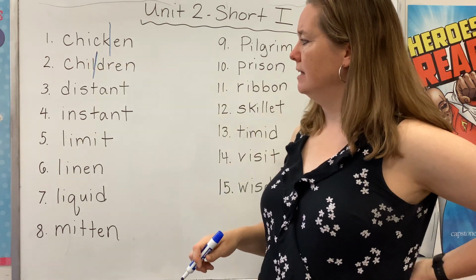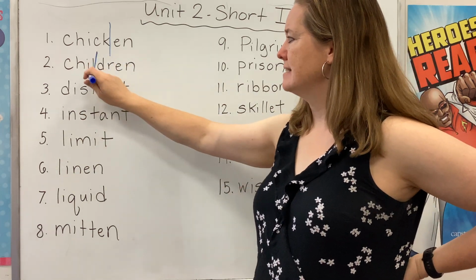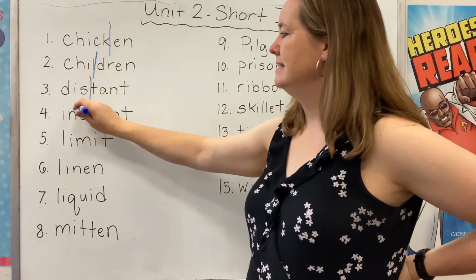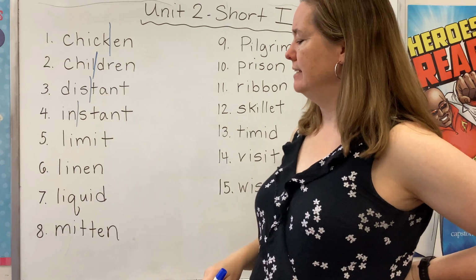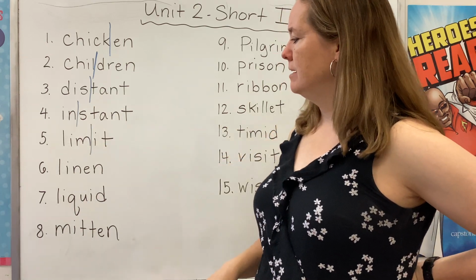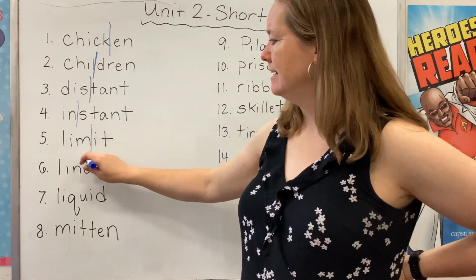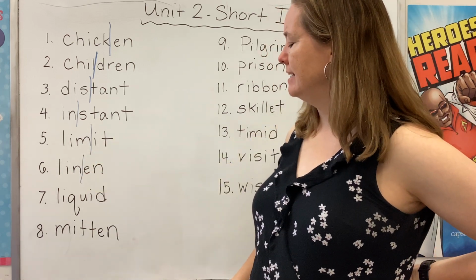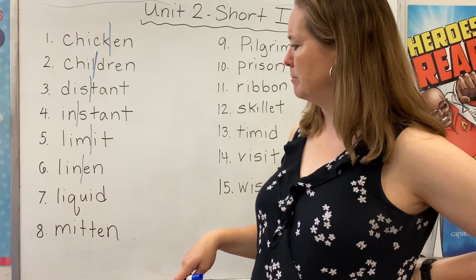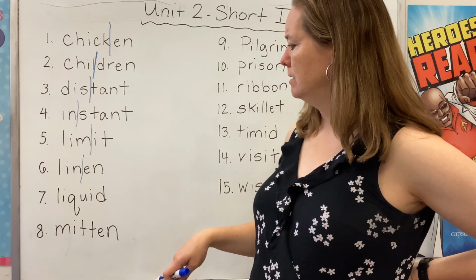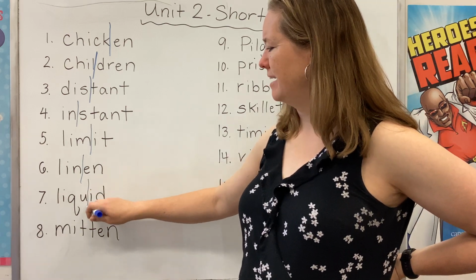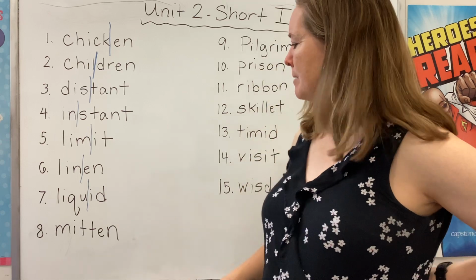children after the L, distant after the S, instant after the N, limit after the M, linen after the N, liquid. Ooh, that's a tricky one. We don't want to slice up our Q and our U. So I'm going to do it right there. I don't know if that's correct, to be honest.